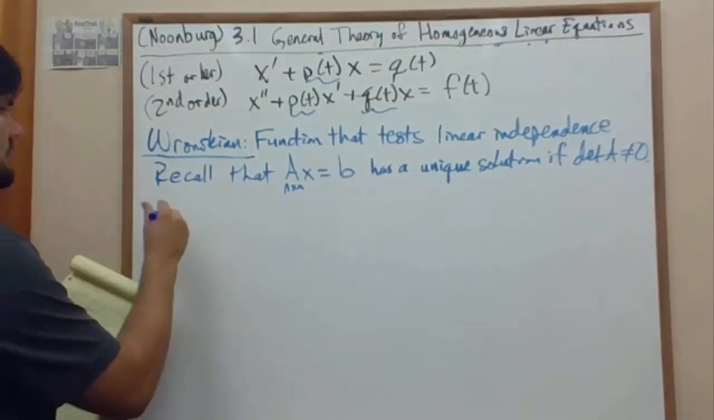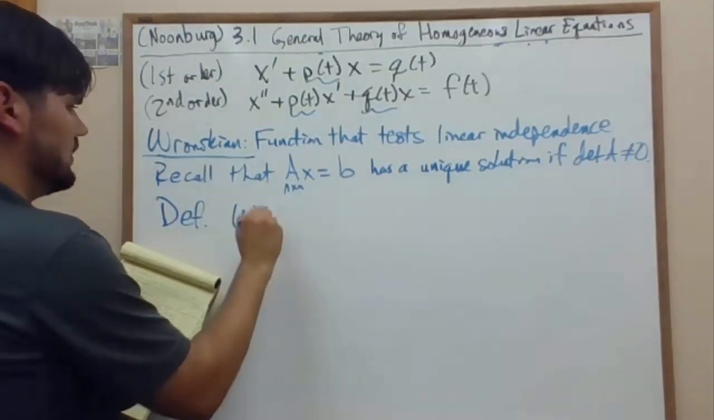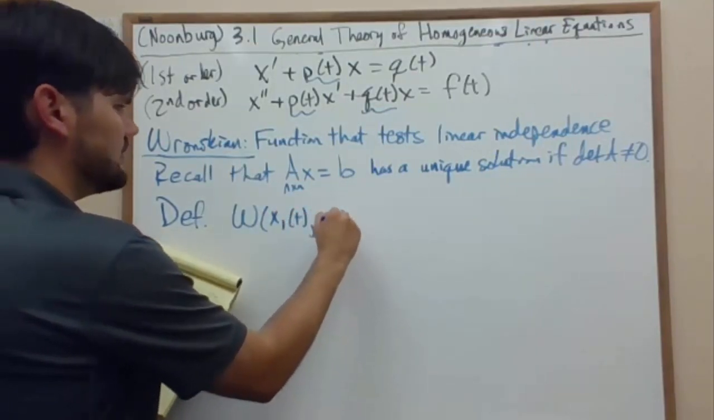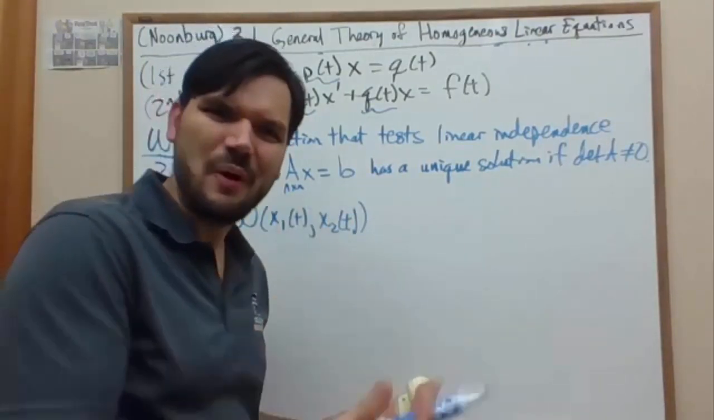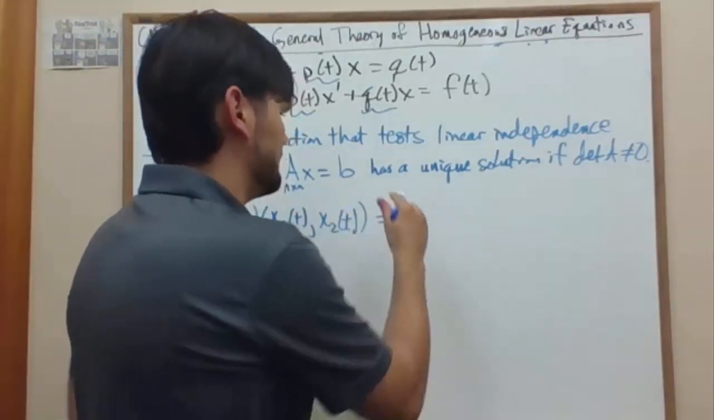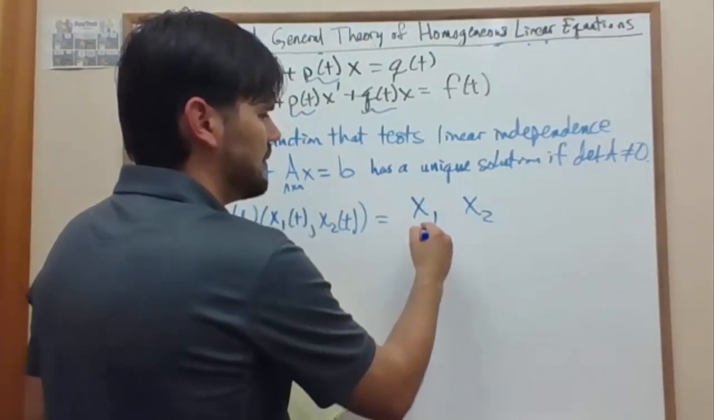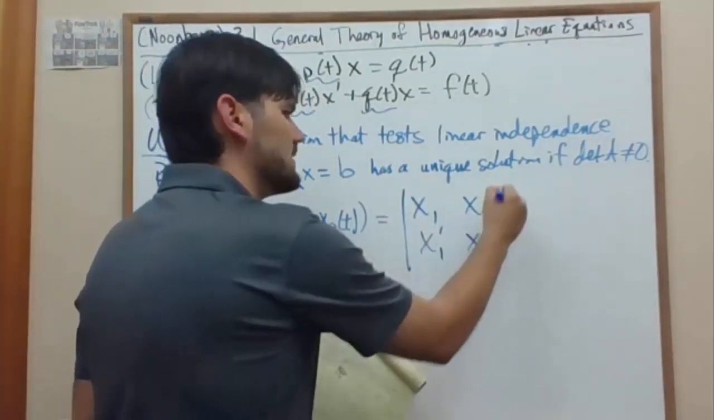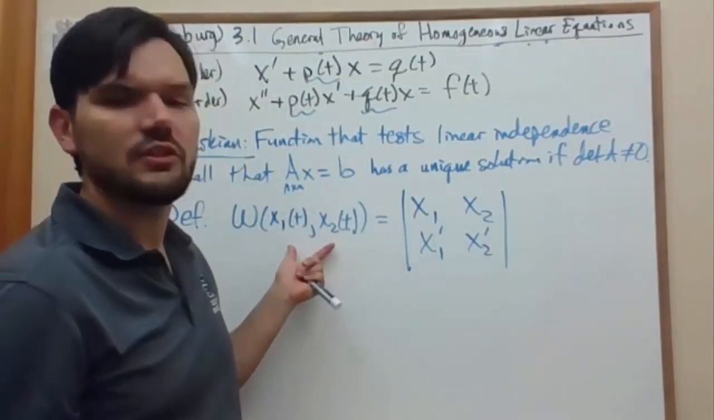We define the Wronskian of two functions, x1 of t and x2 of t. I'm writing of t just to remind ourselves that these are not vectors. They're not components of vectors. They're actually functions. And so I'm going to take derivatives of them. First, we have the functions themselves, x1 and x2. Then we have their derivatives, x1 prime, x2 prime. And then we take the determinant of that 2 by 2 matrix. And that is the Wronskian of two functions.